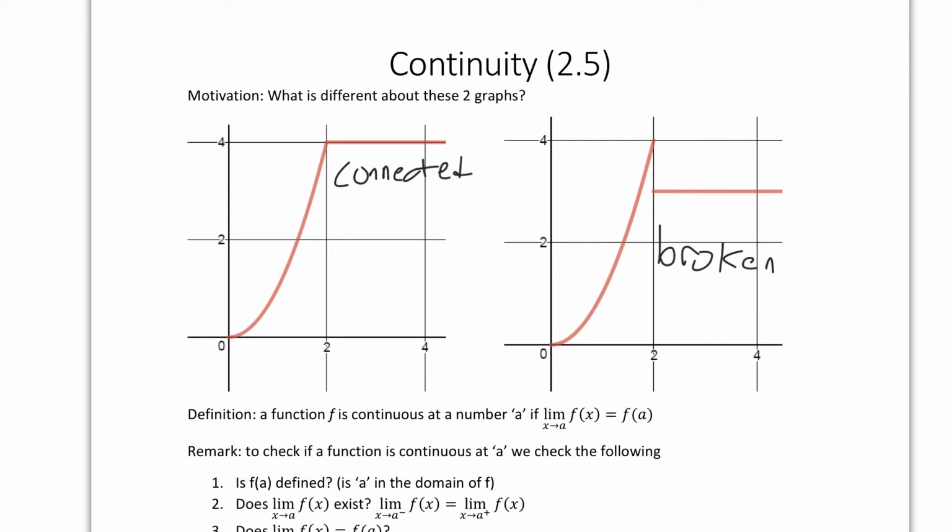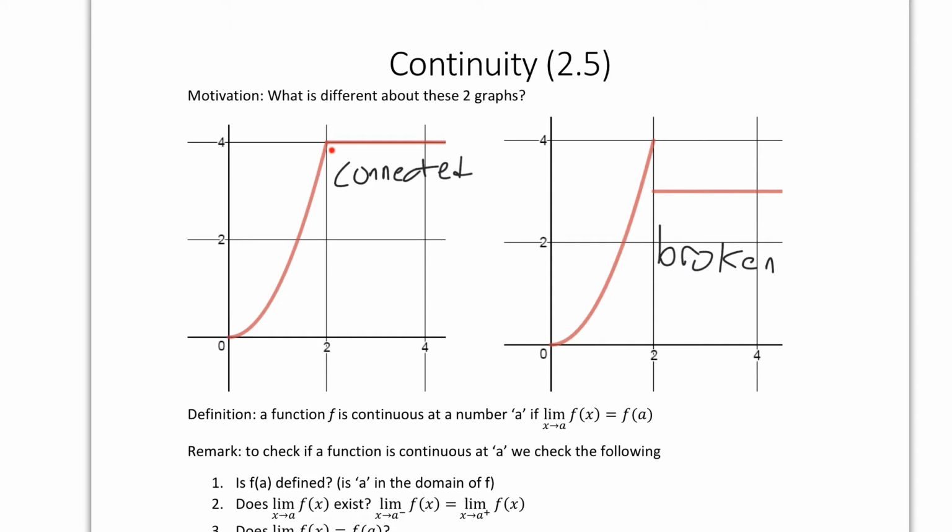And if we think about limits, well, as x approaches 2 from the left here, we'd have 4 as our limit. And as x approaches 2 from the right, we'd also have 4. But over here, as x approaches 2 from the left, we'd have 4. And here we'd probably have 3. If you were asked to find the limit as x approaches 2 on this one, you'd probably say the limit doesn't exist. And so this idea of the limit existing here and the limit not existing here can help motivate the definition for what this is.